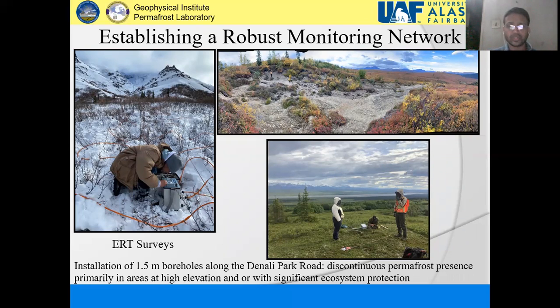This slide shows our initial efforts in establishing a permafrost monitoring network. Now our focus will shift to obtain ground temperature measurements from bedrock permafrost present on slopes to discern a thermal gradient. In conjunction with ground temperature measurements, I will conduct electrical resistivity tomography, or ERT, on thaw-vulnerable slopes.